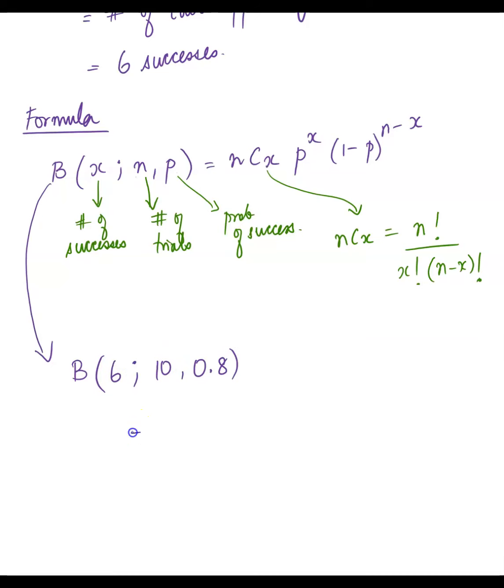So if you were to plug this in, that will be 10C6 at NCX. P, which is 0.8, power x, power 6, times 1 minus 0.8, power 10 minus 6. Now you can go ahead and simplify this and do them individually so that you could compute them manually on your calculator. So that's one way to do it.